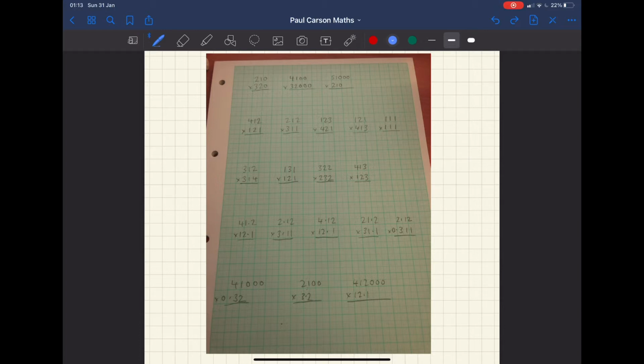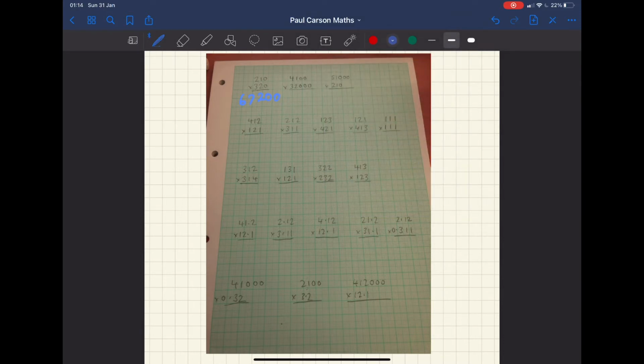So let's get started. So the first one, 210 times 320. So we're going to ignore the zeros and just do 21 times 32. So that's 2. Then 2 2s are 4, and 3 is 7, and 2 3s are 6. So 6 7 2, and then 0 0. Let's just change the colour here because that's a bit difficult to see. There we go, that's a bit better.